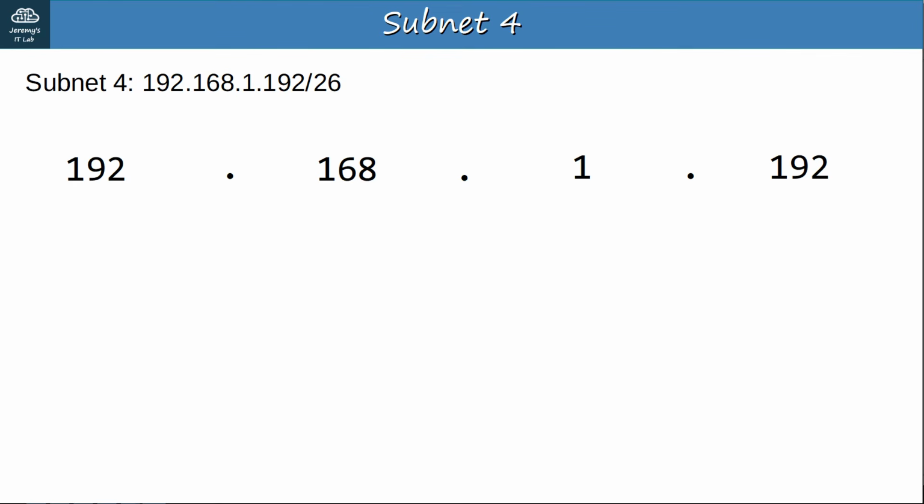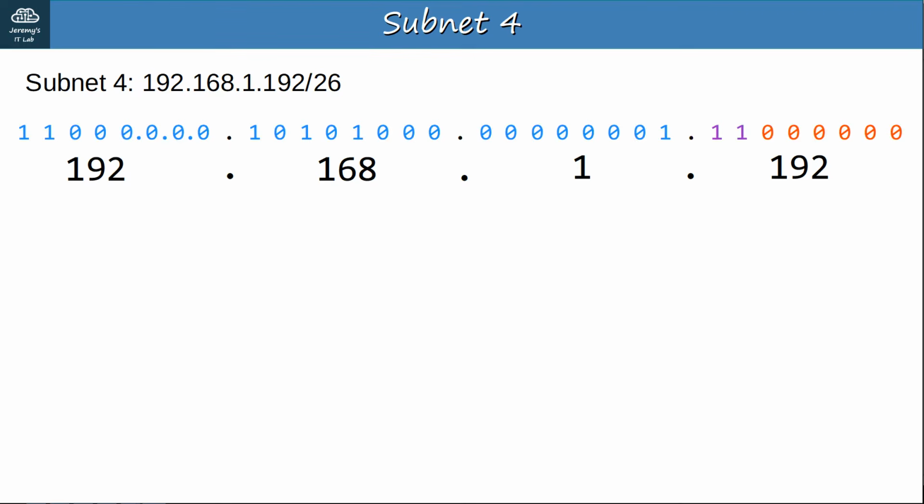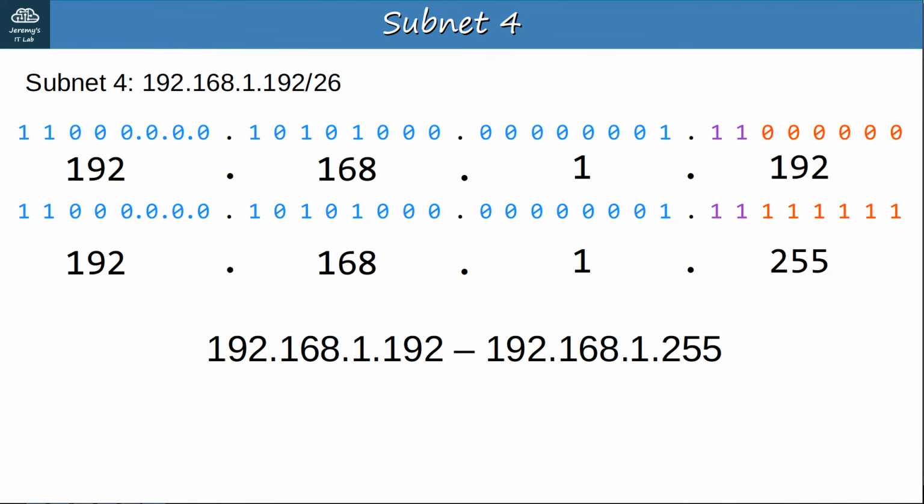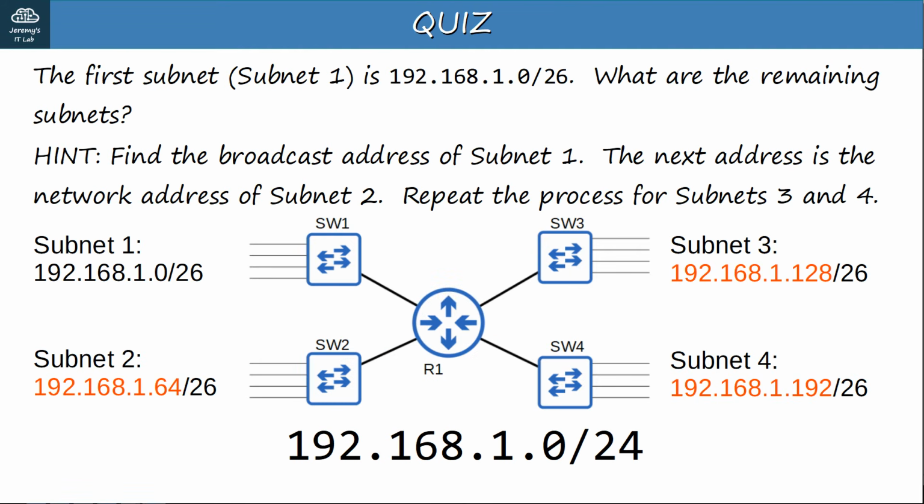Subnet 4 is 192.168.1.192/26. Here is the network address in binary. This time the borrowed bits are all 1, so this is our last subnet. We don't have any room for more. Change the host bits to 1, and here's the broadcast address. So, the address range for subnet 4 is 192.168.1.192 through 192.168.1.255. Okay, we found the answer to the quiz.